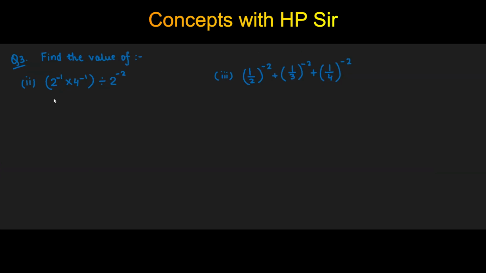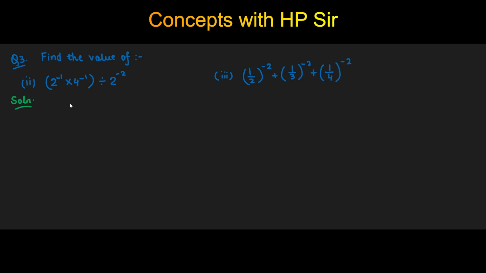So now coming on to the third question. Here I'll be explaining question number 2 and 3 first. So the question number 2 is 2 to the power minus 1 into 4 to the power minus 1 within brackets divided by 2 to the power minus 2. So you have to find the value of this expression.